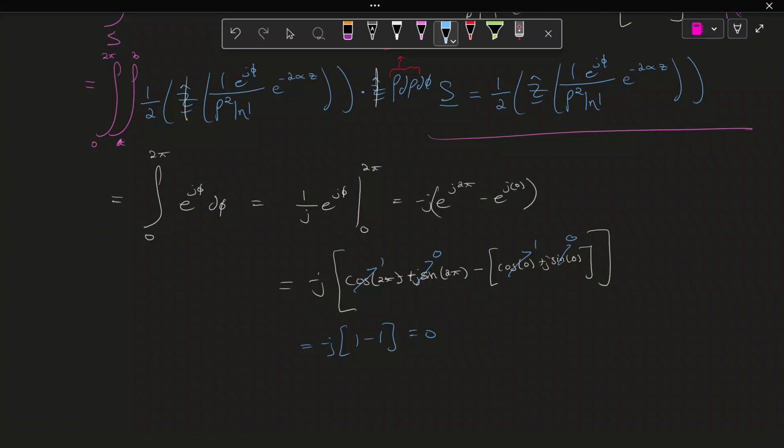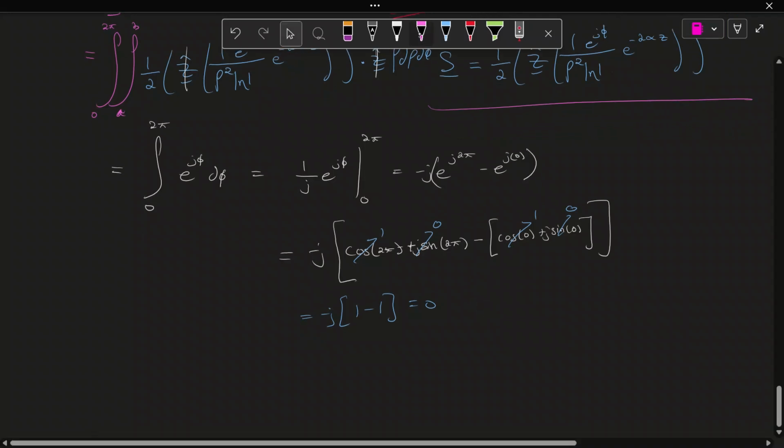No, you have to be very careful, because the meaning of getting 0 here is not the fact that it just cancels. This means that e to the j phi does not affect the power, or, I guess, the time average power. It doesn't affect it. Why is that?